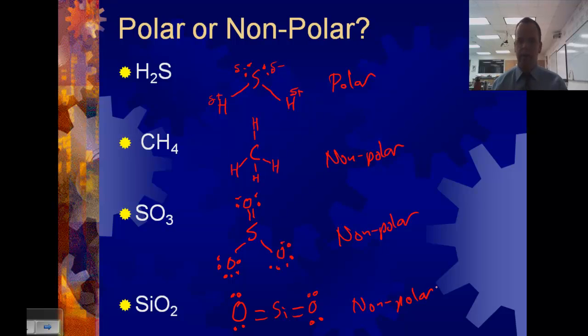So to determine polarity, you must draw out the Lewis structure, determine the shape, and then from that you can determine whether it has a positive side to the molecule and a negative side to the molecule, which would make it polar, or if it does not, then it would be non-polar.